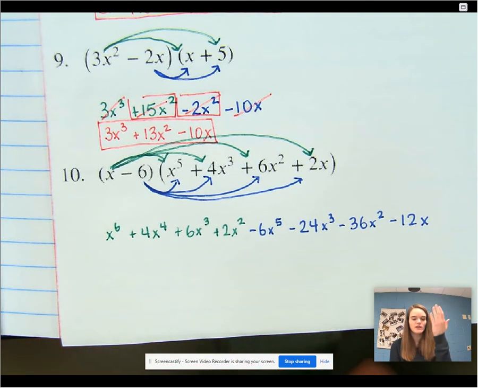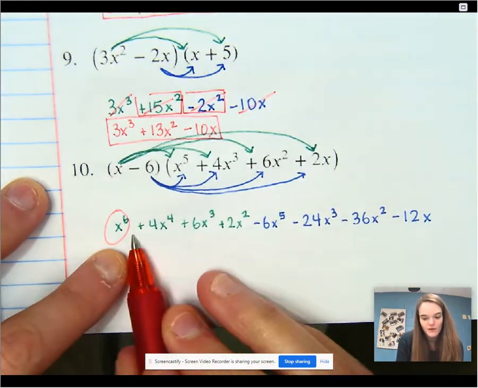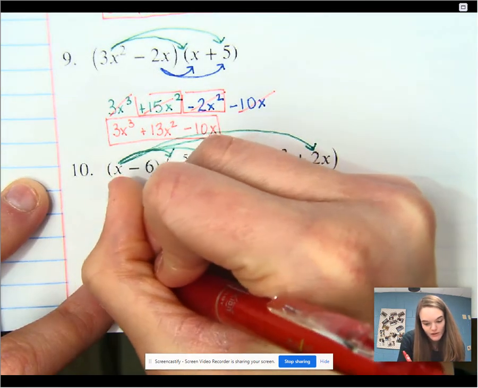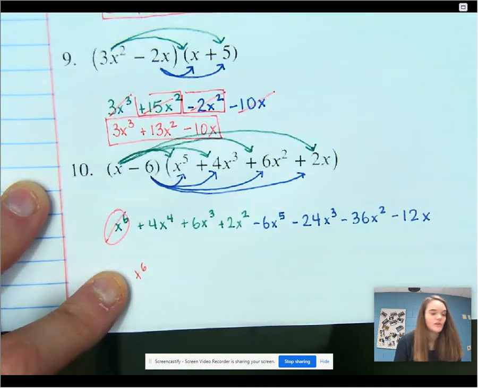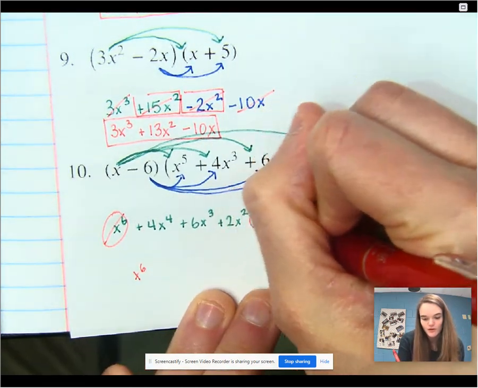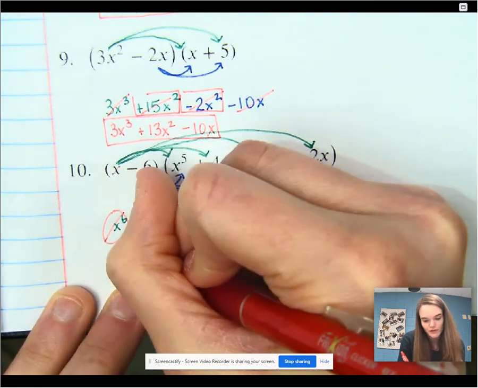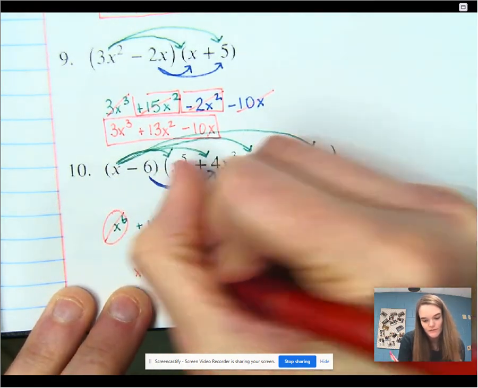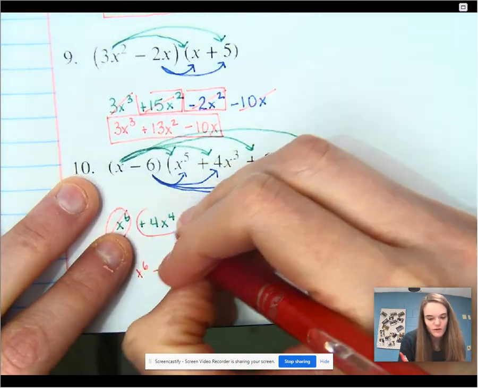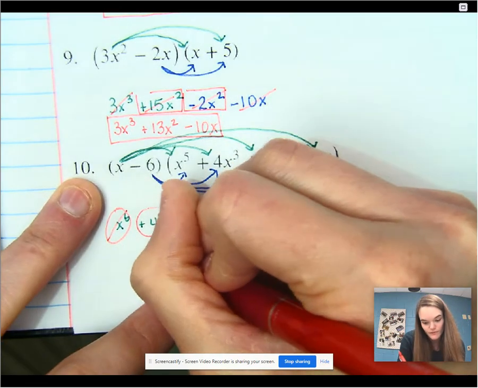The highest exponent is the 6th power. Here's the 6th power. Do we have any more? No, so bring it down. Okay, let's go to the fifth. Do we have a fifth? Yes, we have a fifth power. Do we have any more fifth powers? No. So we bring that one down. Fifth, let's go to the fourth. Here's a fourth power. Do we have any more fourth powers? No, bring it down.